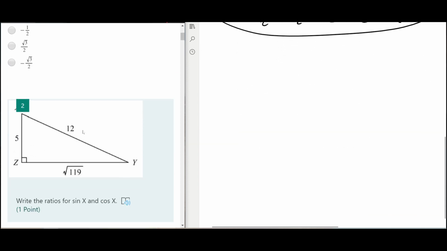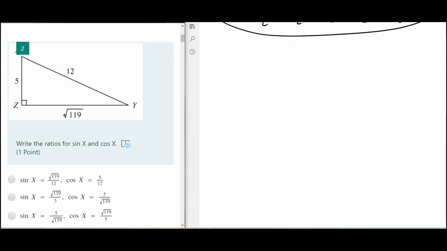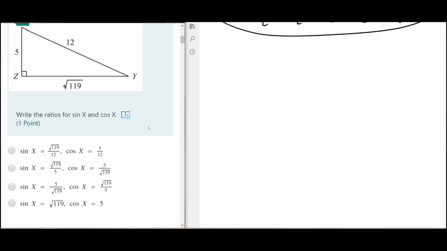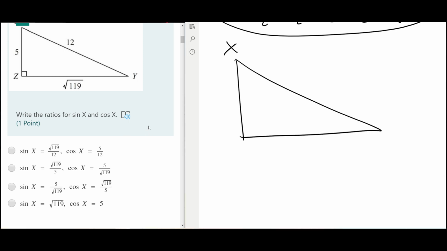So let's move on to the next one. We have a triangle, and they want us to determine the ratio for sine and cosine. So let's go ahead and draw the triangle real quick. This is x, y, z. This is going to be 5. I drew the z and the y in the opposite direction, so let me switch those. The hypotenuse is 12. This is square root of 119. So we know clearly this is the longest side, that's the hypotenuse.